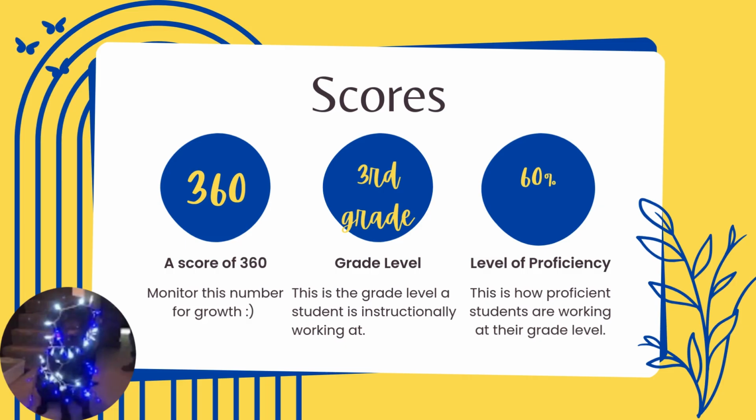So just a real quick explanation for scores. If a student has a score of 360, it means that they're 60% proficient at the third grade level. So, the grade level being third grade, that is what grade level they're instructionally working at. And then again, how proficient they are, or what month proficient they are. Either way, they both represent the same thing. And this is the number that you want to use to monitor for growth. So if they pinpointed in August or September at 360, you want to be checking back and make sure that number is increasing to show their progress and growth.